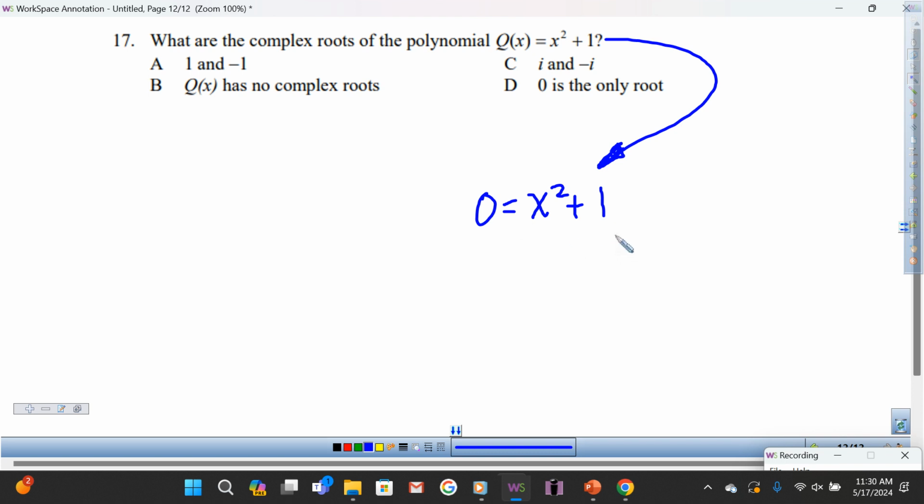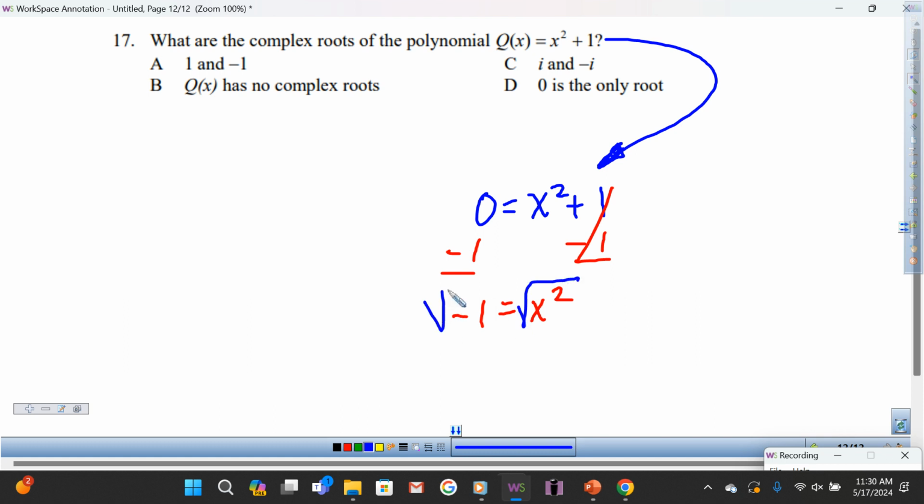Tell your neighbor. What do we do from there to leave x by itself? Subtract 1, that is correct. Negative 1 equals x squared. What do we do at the end to leave x by itself?